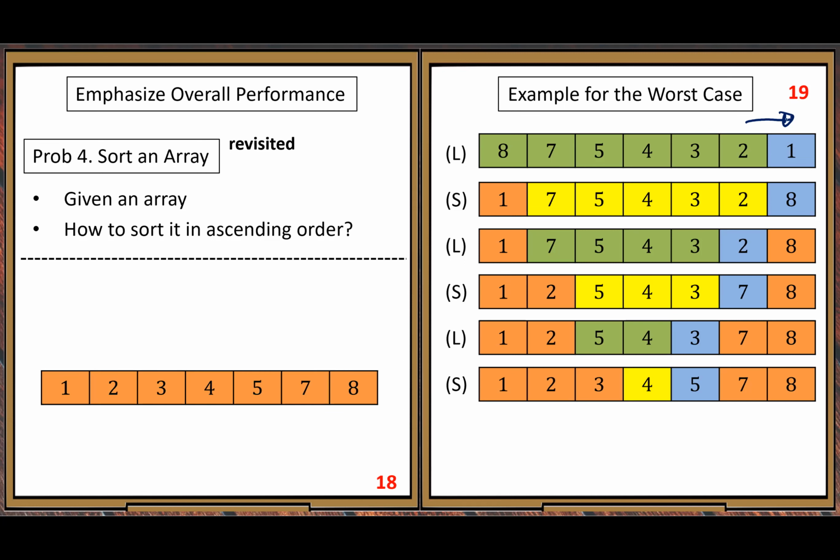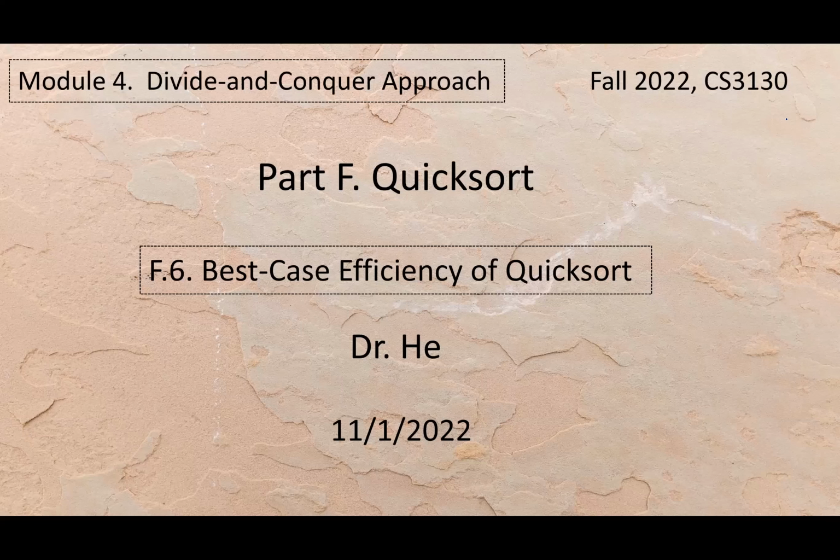So that's the final result. All the elements are in place. But first, the size reduction is very slow. Every time we just reduce the size by 1. And second, we need to do one swap operation in each partition step.